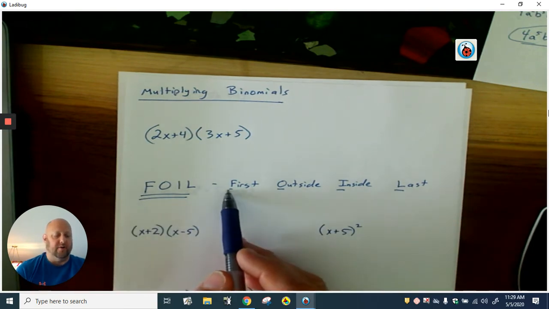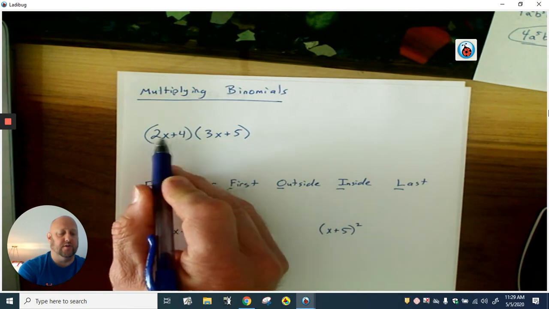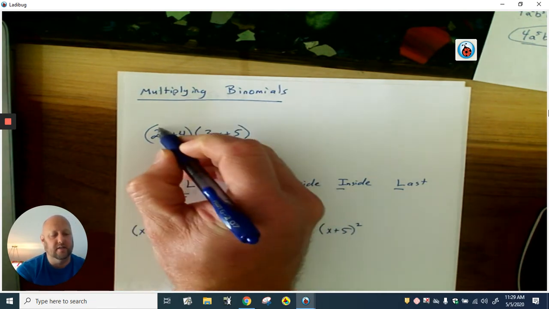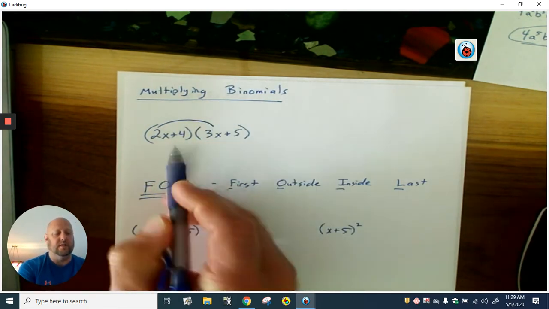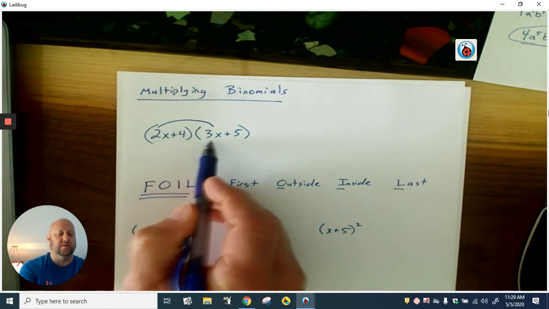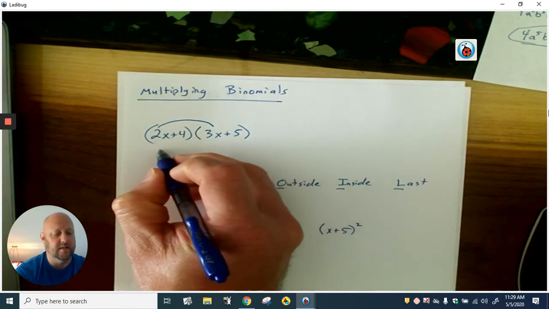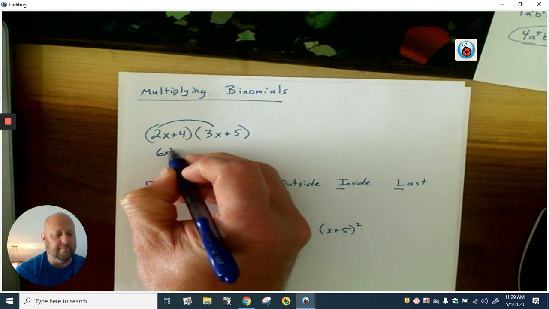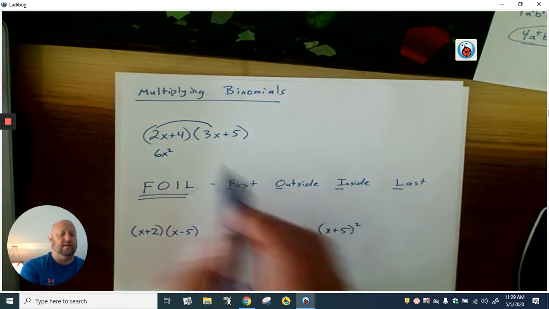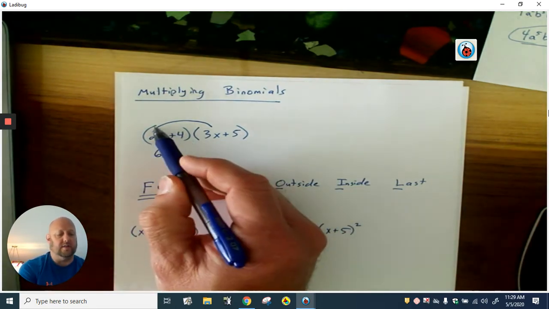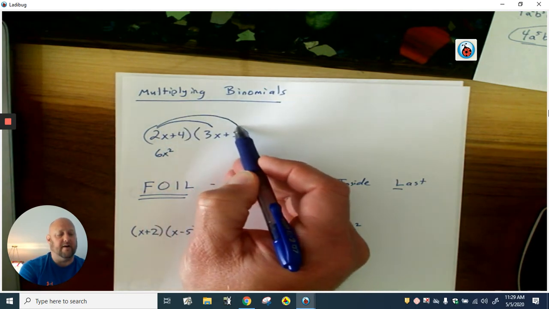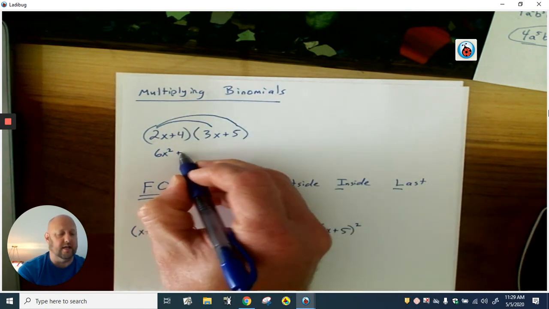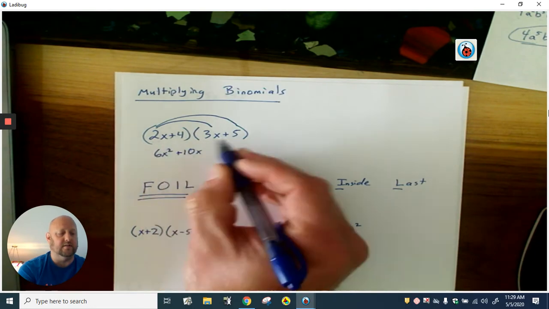F stands for first, so we take the first two terms, the 2x and the 3x. We have to multiply those together. So this would be the first two terms. 2x, 3x makes 6x squared. Then we have to do the outside numbers, the two numbers on the outside of each other, the 2x and the 5. Well, that would make 10x, 2x and a 5.